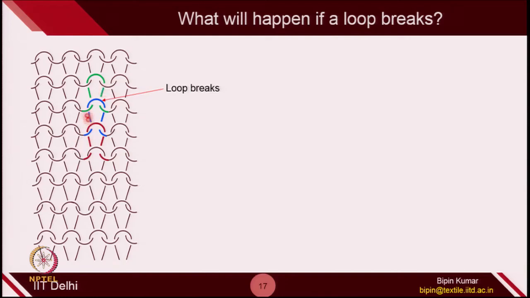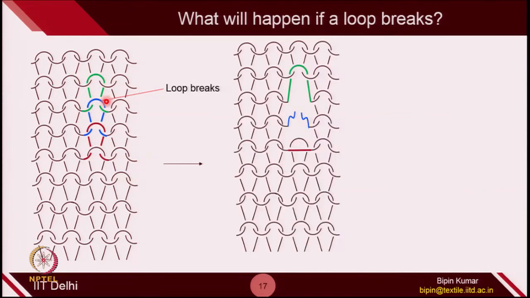But unfortunately, if the blue one breaks, then no one is there to hold the legs of the green one. So, automatically in the structure the legs of the green one will open up, because there is no blue loop which is there to hold the legs in position. Apart from disturbing the new loop or top loop, the blue one is also disturbing the below one.